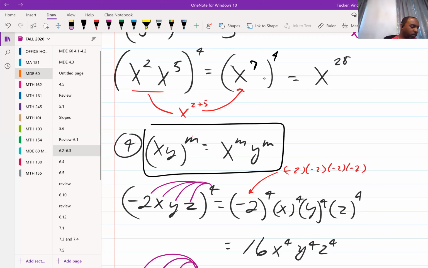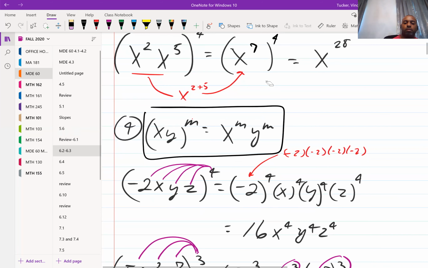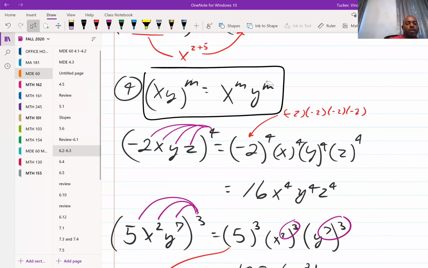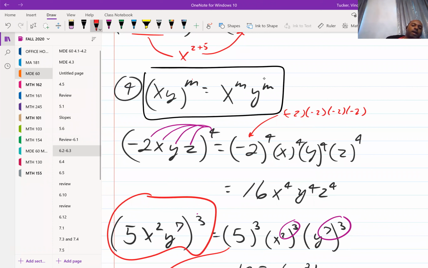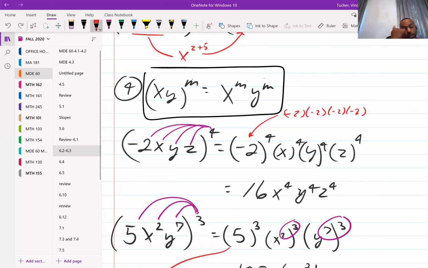Any questions? All right, same type of deal here. This is the original problem: 5x squared y to the 7th, raised to the 3rd power. So that 3rd power needs to be applied to each factor in the parentheses. So it's 5 cubed, x to the 2nd cubed, y to the 7th cubed.